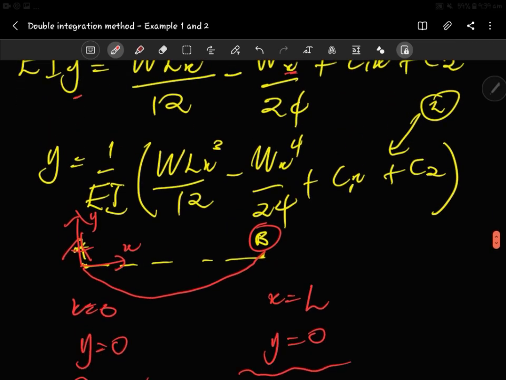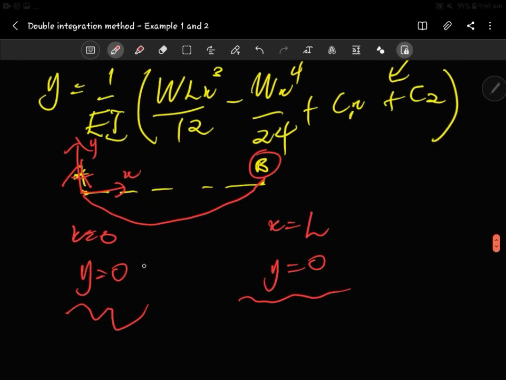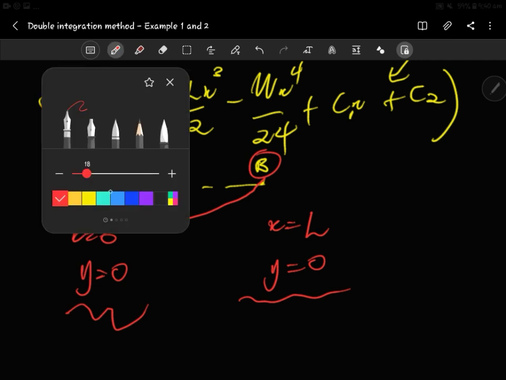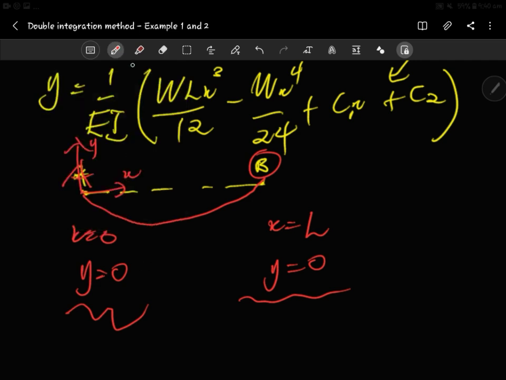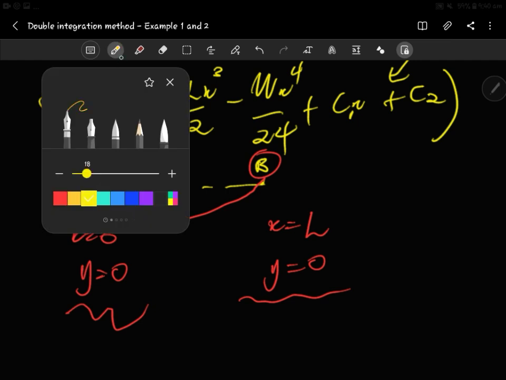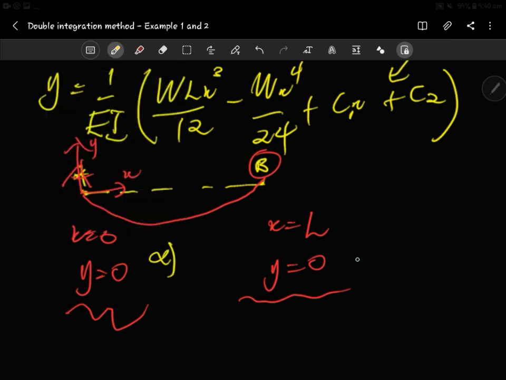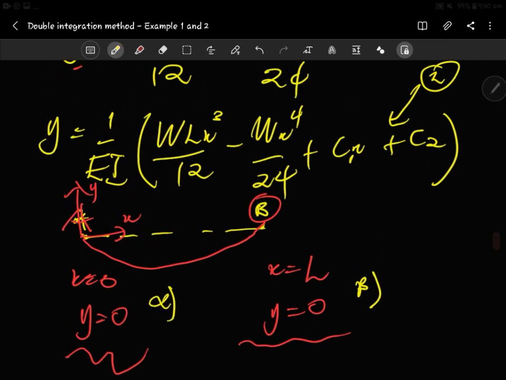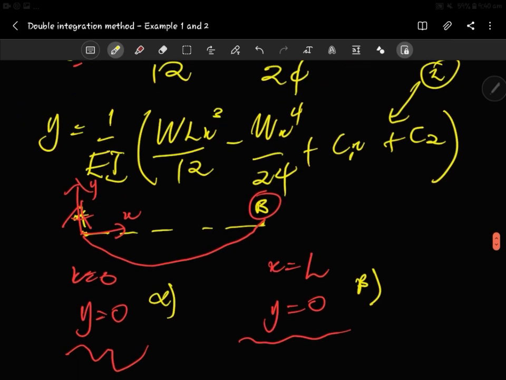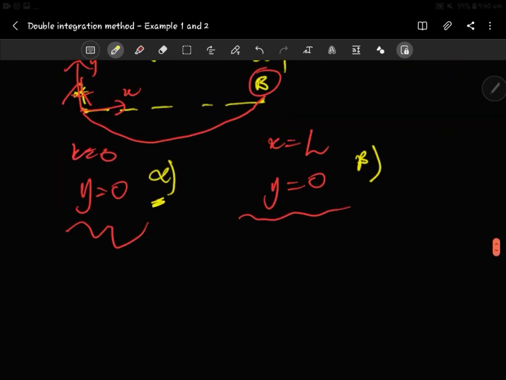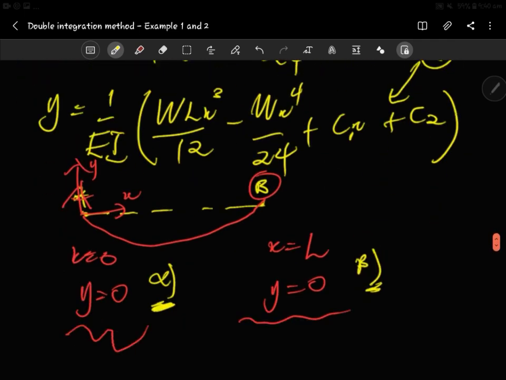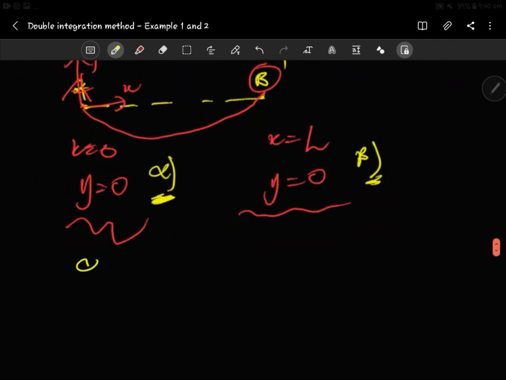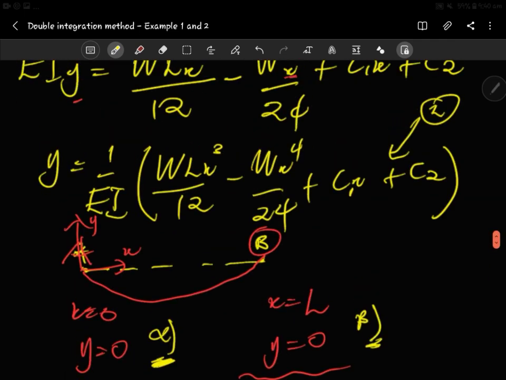So this is already done, so we will pick one. Let me label them alpha and beta. There's no need to write them when you're doing this, but so we can follow, right? So this boundary condition set is alpha, and that one is beta. Now we are using alpha for the same equation to find a constant.